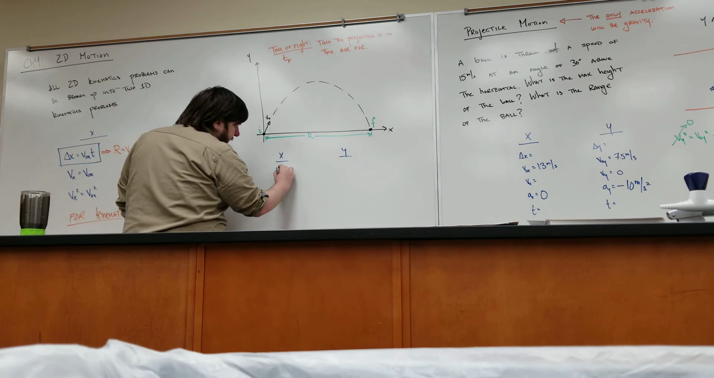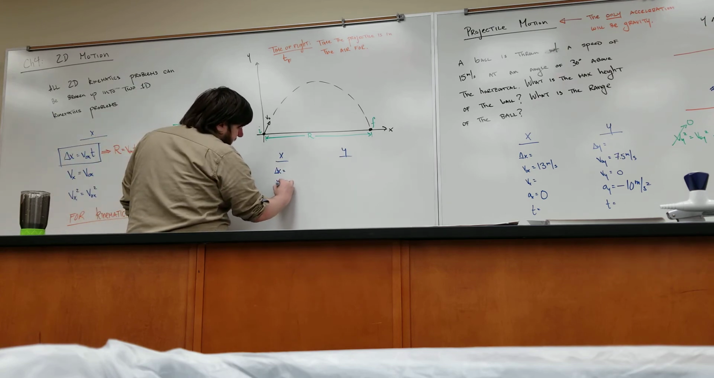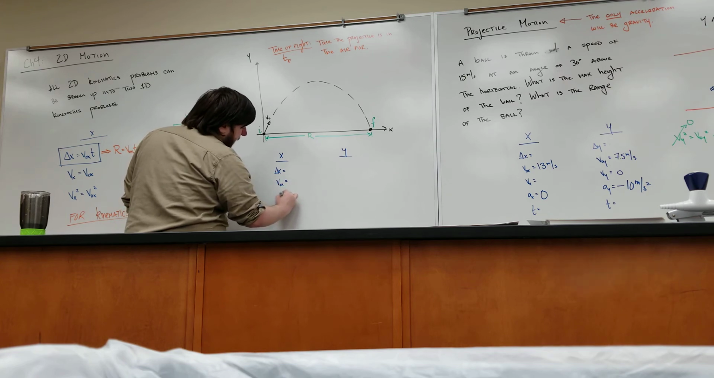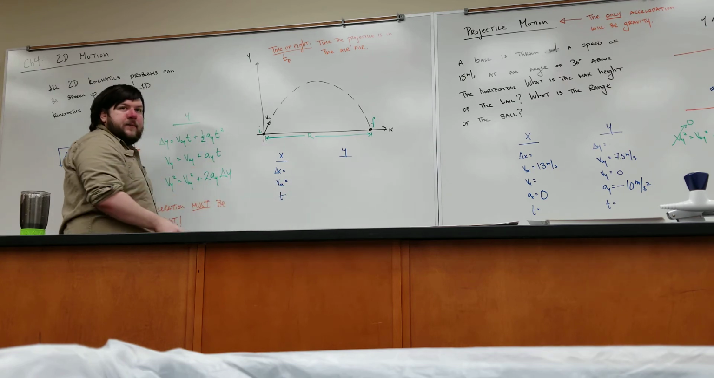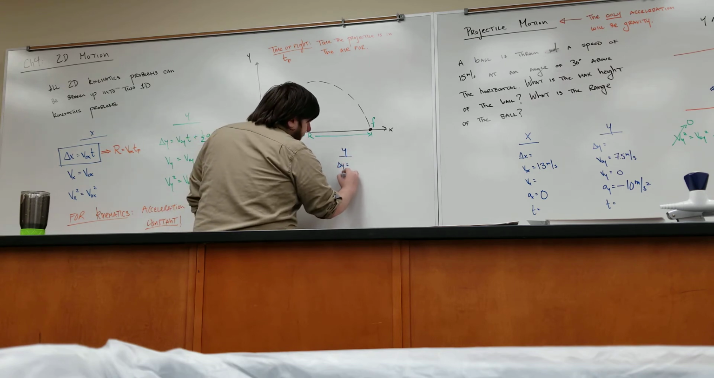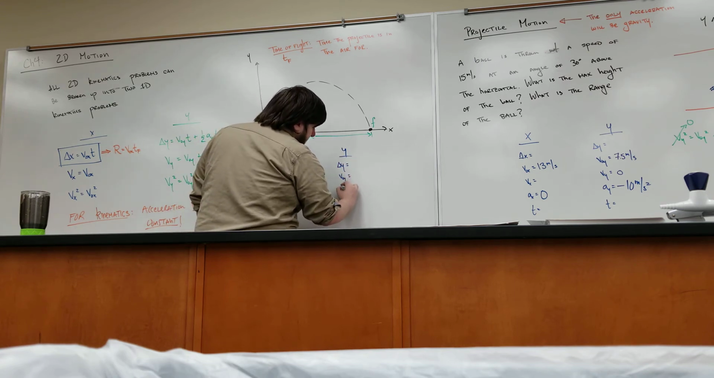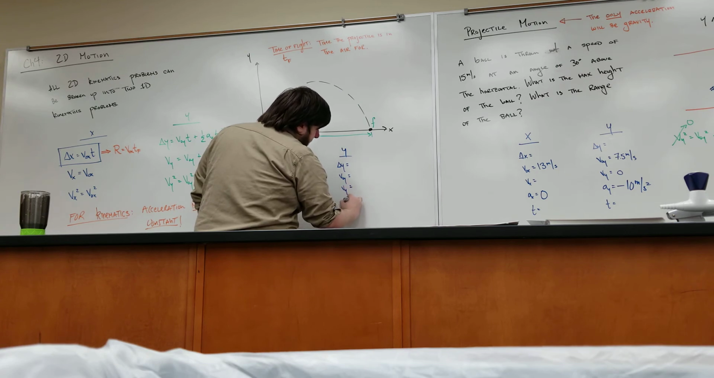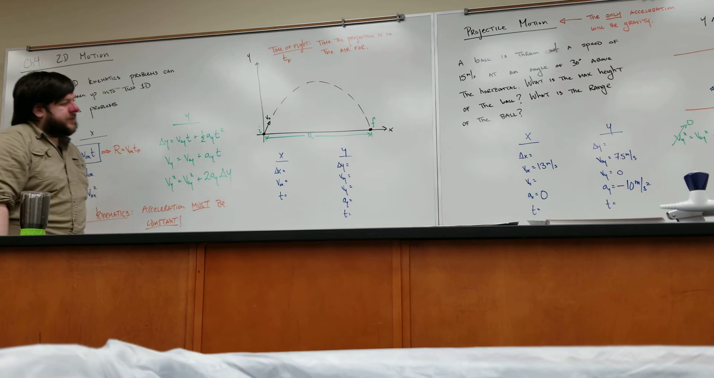So I'm gonna write those down. Delta x, v naught x, and time. Those are the only ones we care about. For y, we have delta y, v naught y, vy, ay, and time. We have the full complement of variables.